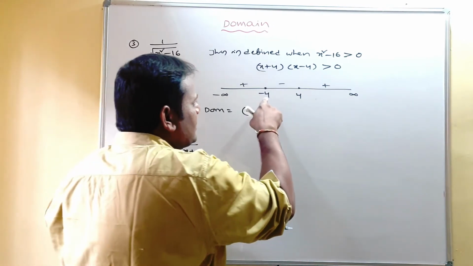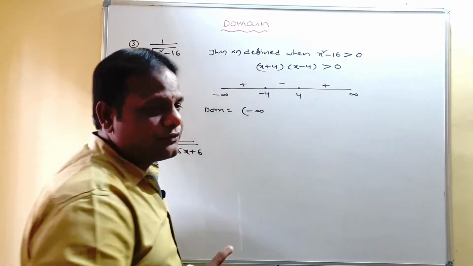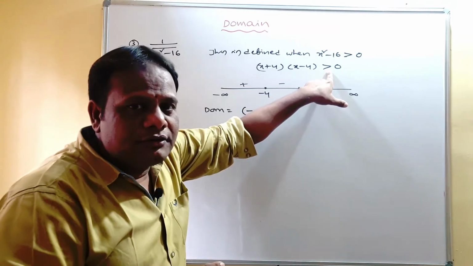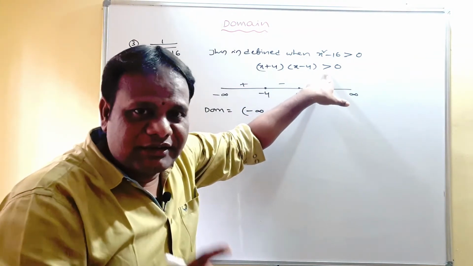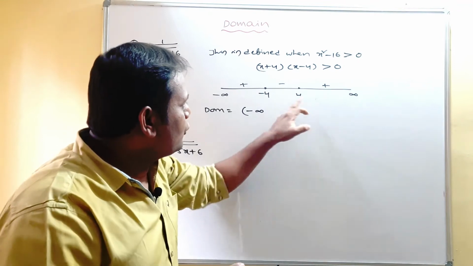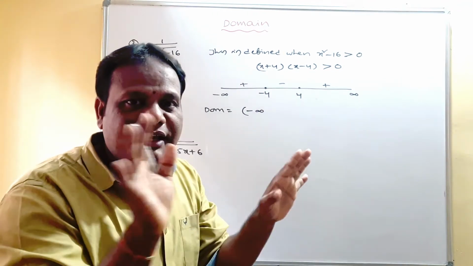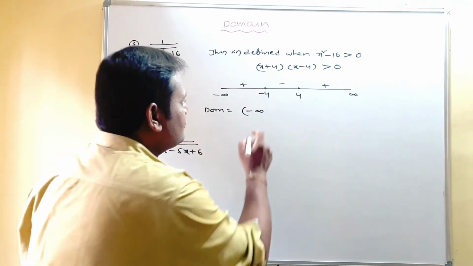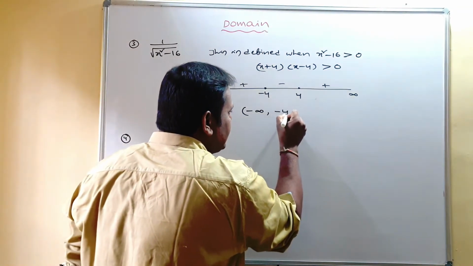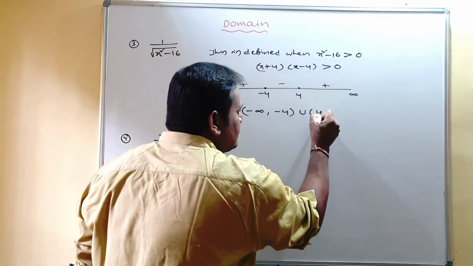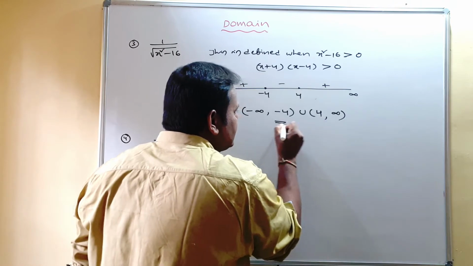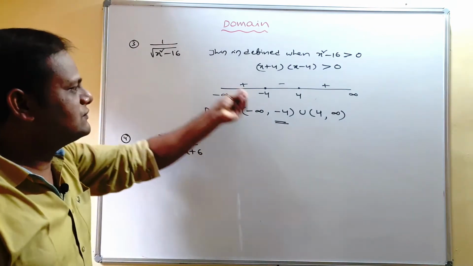But what about this minus 4, 4? Once you observe, here there is no equal to sign. So 4 and minus 4 are not included. So it is minus infinity, minus 4, union 4 comma infinity. This is the domain of this function.